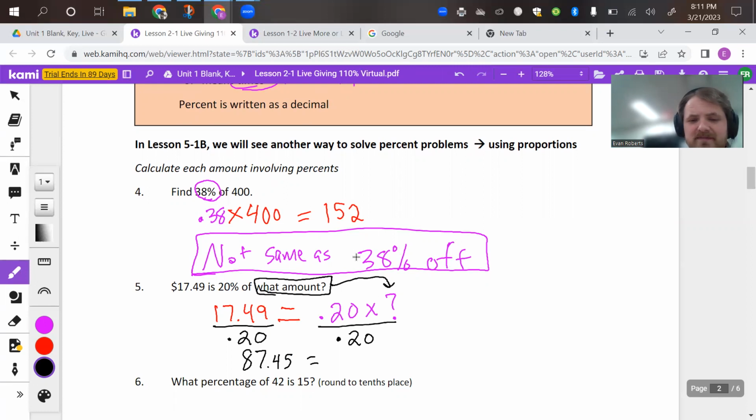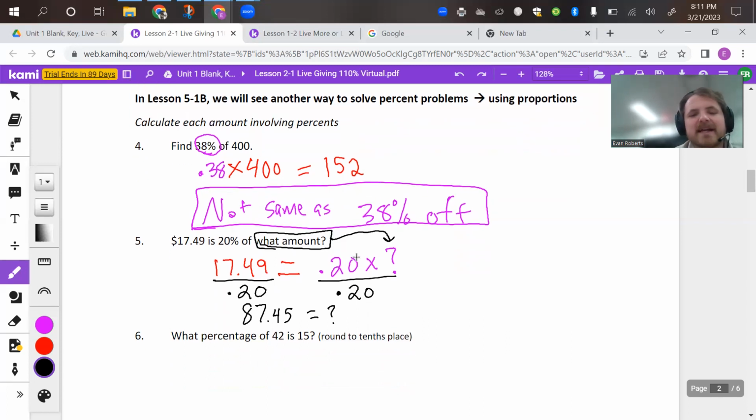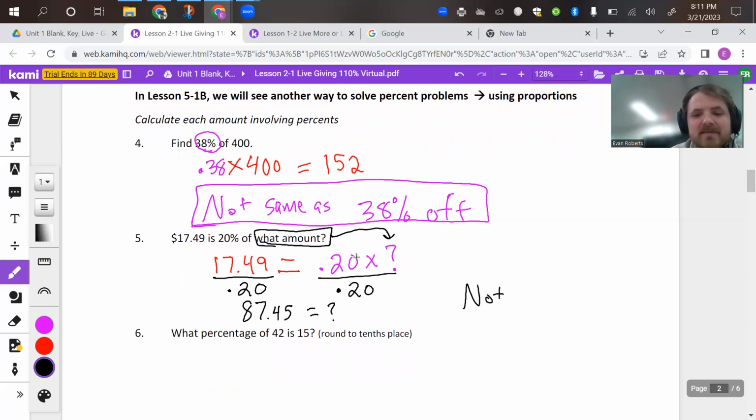Because realistically, if you're at the grocery store, I feel like this scenario doesn't come up a lot, where the original amount was 87.45 and you need to know 20% of that number. I guess maybe you would, but I feel like it's more often in this format where you just need to know what to multiply. So again, this one here is not the same as 20% off.